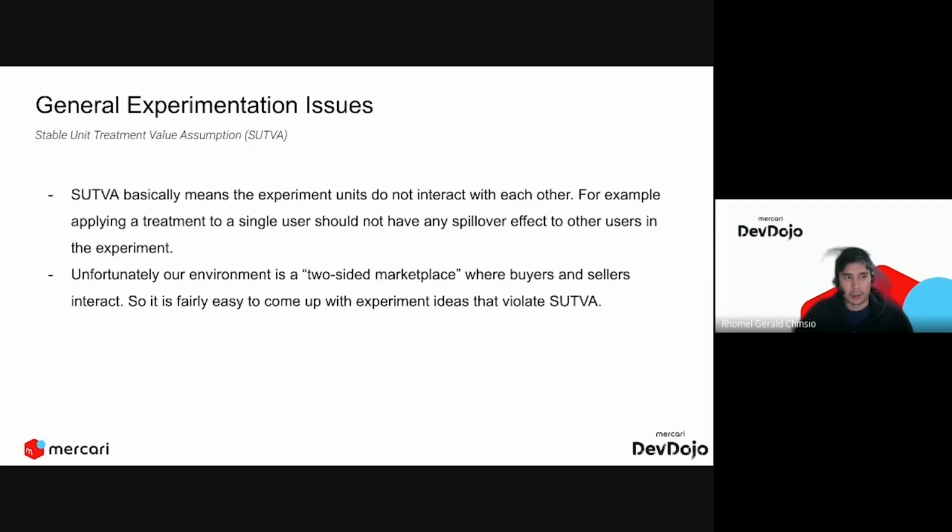Another hard one, SUTVA. This is the stable unit treatment value assumption. Why am I going to tell you about this one? It's because we operate in a two-sided marketplace, and we have experienced teams that wanted to do experiments that are affected by both sides of the market. So you have a buyer and you have a seller. This is a two-sided marketplace, and there are network effects.